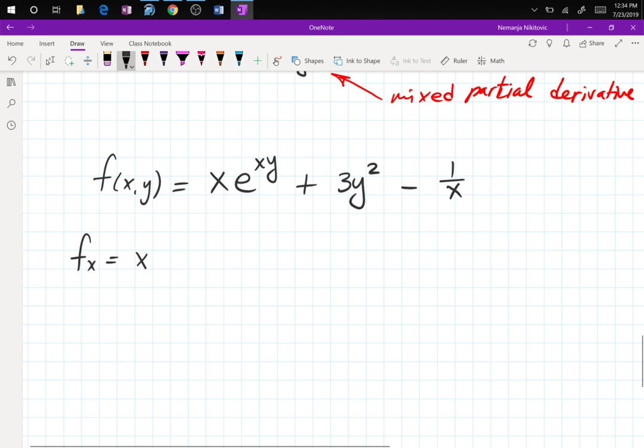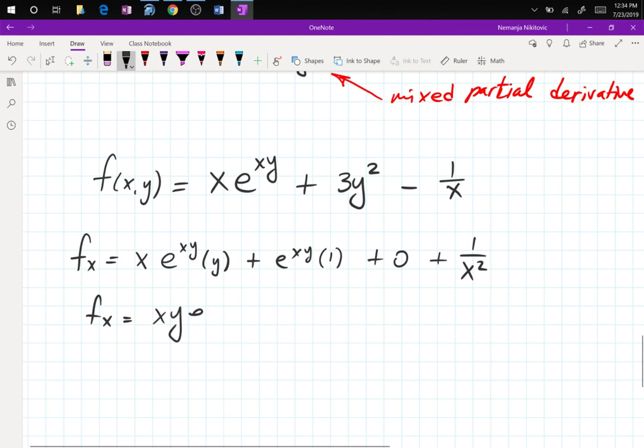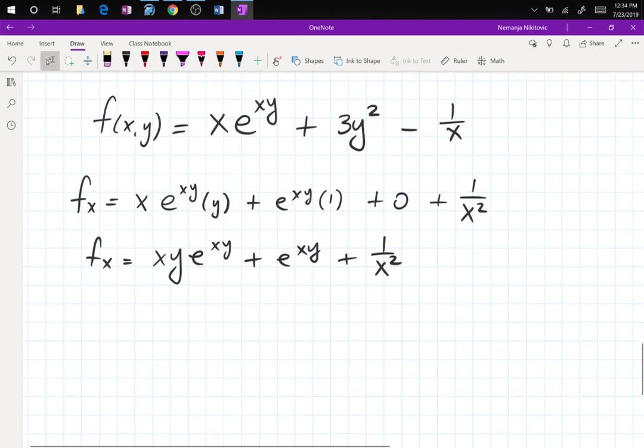That's x, copy the first. The derivative of the second is e to the xy times y as the chain rule. Plus copy the second one, e to the xy times the derivative of x is 1. Plus 0, and then plus 1 over x squared when you take the derivative of 1 over x. So the first partial derivative works out to be xy e to the xy plus e to the xy plus 1 over x squared. That is your first derivative.